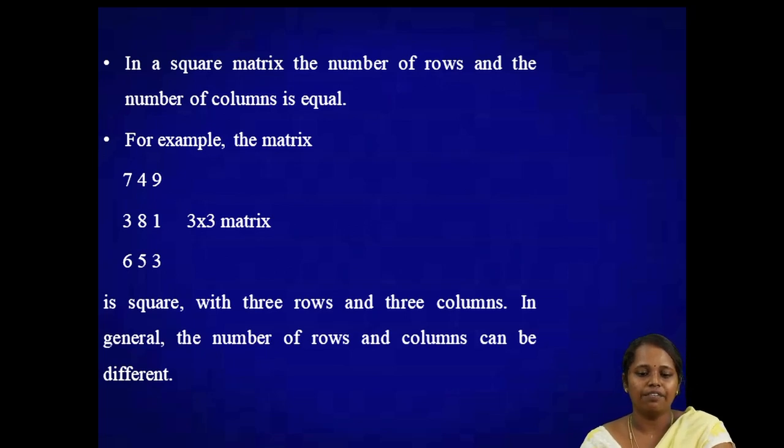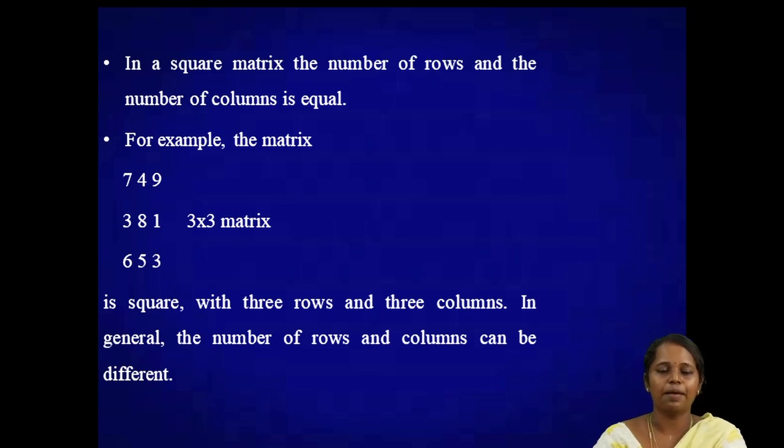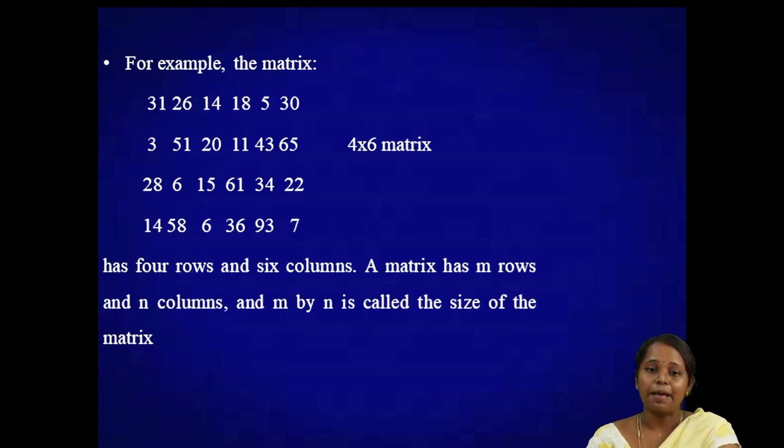Here we have two types of matrices, m cross m and m cross n. For example, 3 cross 3 means 3 rows and 3 columns. In a square matrix, the number of rows and the number of columns is equal, that is an m cross m matrix. So this is an m cross m matrix, with 3 rows and 3 columns. And this is an m cross n matrix, with a varying number of columns and rows. Here 4 rows and 6 columns is an m cross n matrix.